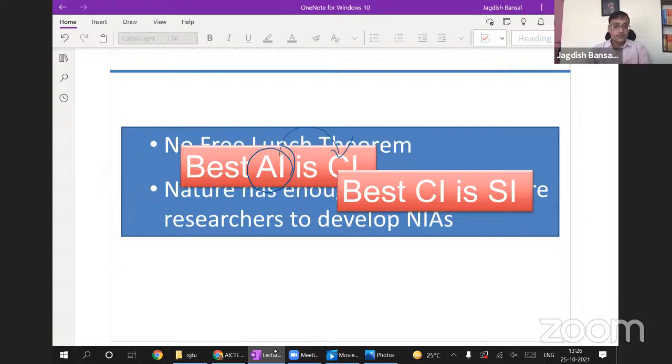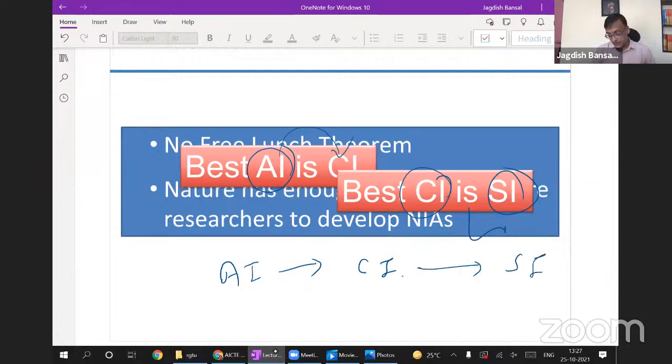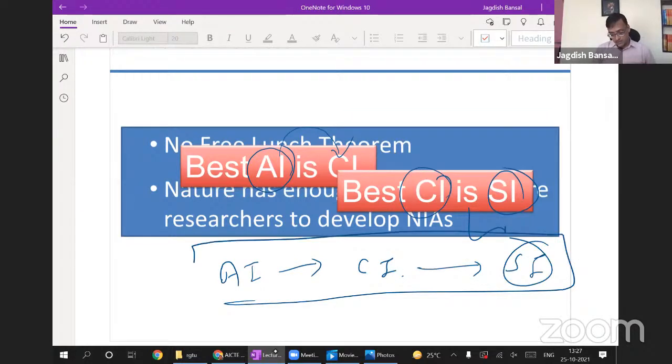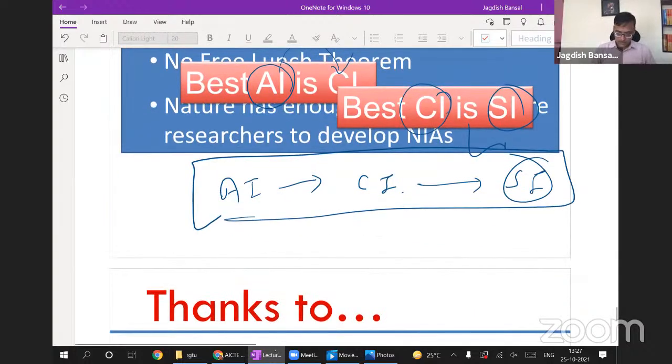And from the application point of view, whether it is self-driving cars, smart cars, drone taxis, drone swarms, robotic swarms, or applications in biomedical sciences, if you ask me, the best CI is swarm intelligence. So I say that if you are interested in AI, please explore CI. If you are interested in CI, please explore SI also, right? With this, I complete my talk.